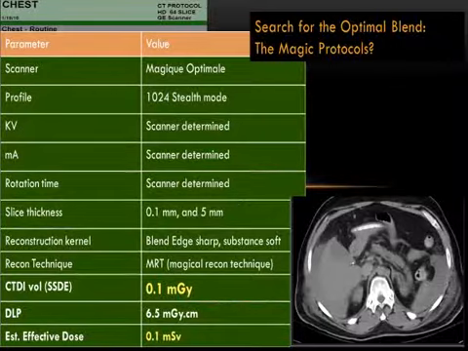Okay, well, I often wish that there was a magical scanner with a magical protocol, where the scanner would automatically pick up 1024 stealth mode and I wouldn't have to rotate the gantry. There is no pitch to worry about, and it would pick up the lowest mA and kV automatically. Give me a dose for chest abdomen of 0.1 milligray.